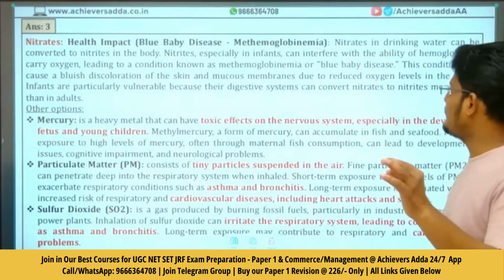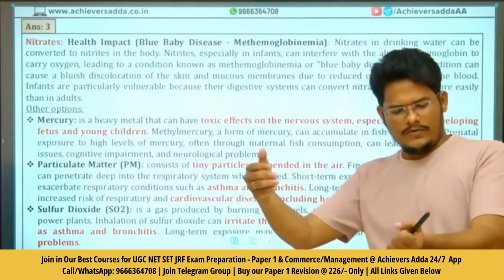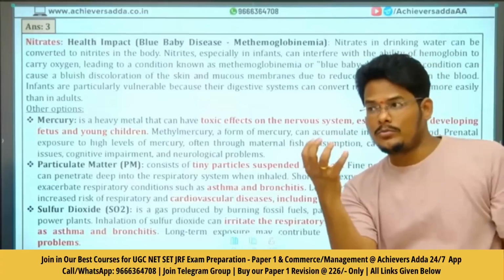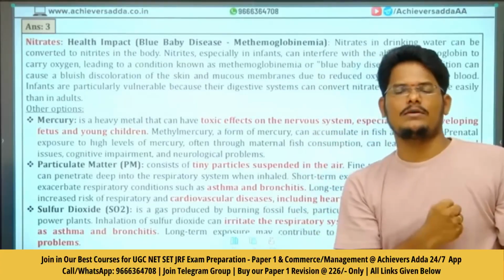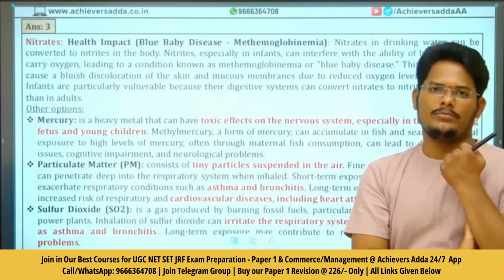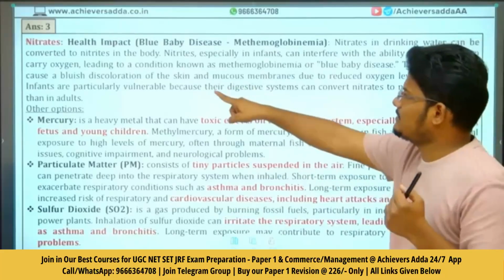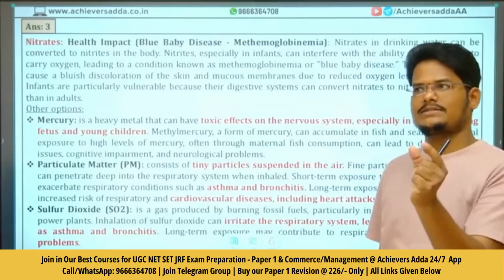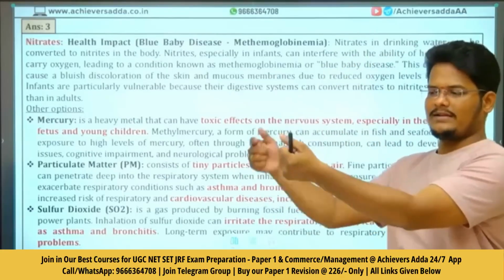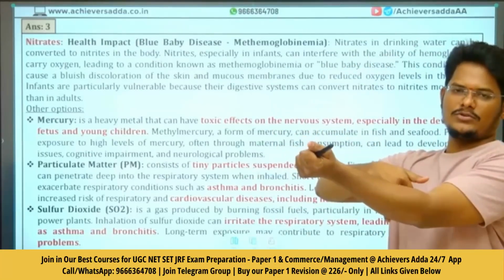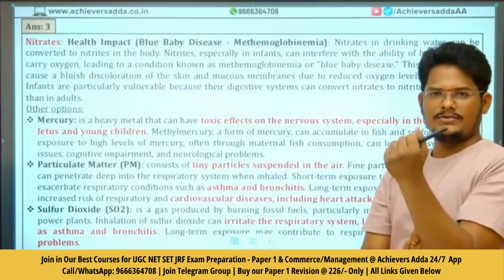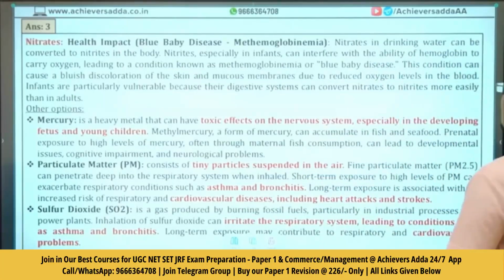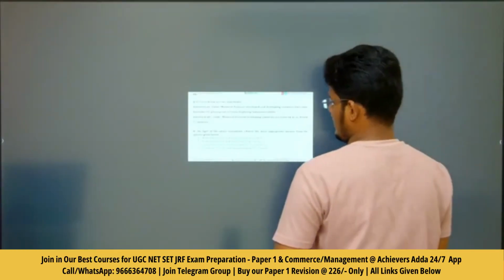It will interfere with the ability of carrying oxygen. When nitrate goes into the body of an infant, the hemoglobin levels and oxygen levels will come down inside the body of that baby, which will convert the skin into a blue color. The entire skin turns blue. That's why it is titled blue baby syndrome. Nitrates go into the body and reduce the oxygen levels. Hemoglobin also will be reduced.